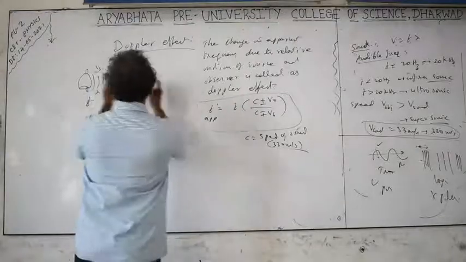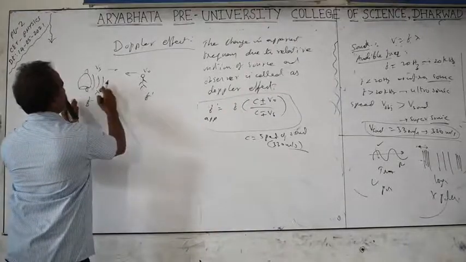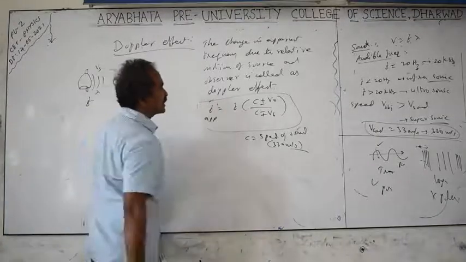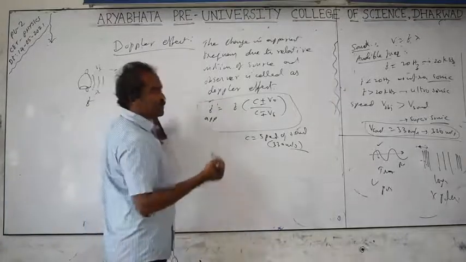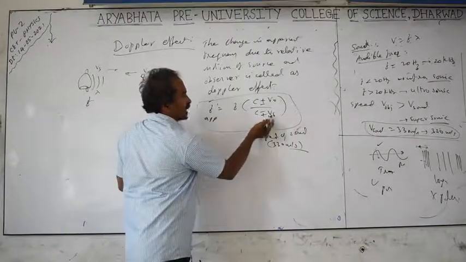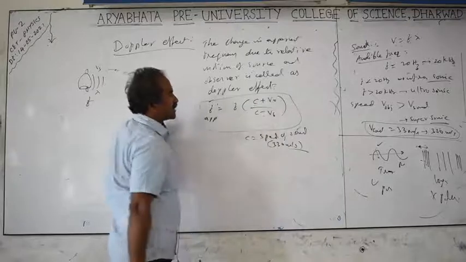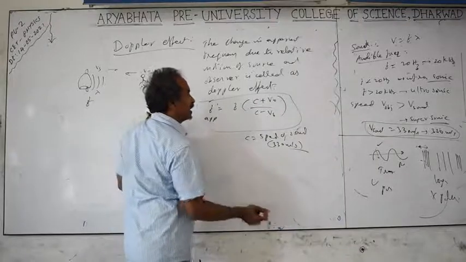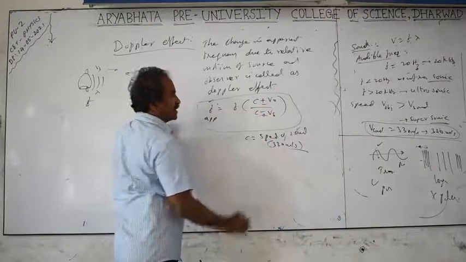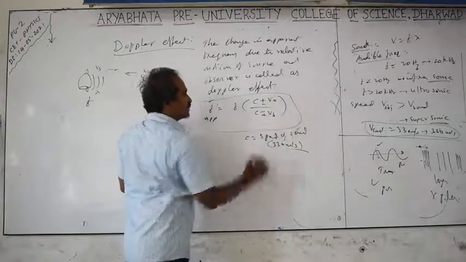If they are approaching, whether VO is moving or Vs is moving or both are moving towards each other, the frequency increases. Frequency increasing means the apparent wavelength appears to be decreasing. If they are moving away from each other, the frequency decreases. If they are approaching, you have to take plus in the numerator, minus in the denominator. If anyone is going away, then you have to take minus in the numerator, plus in the denominator. Source at rest, Vs is 0. Observer at rest, VO is 0.